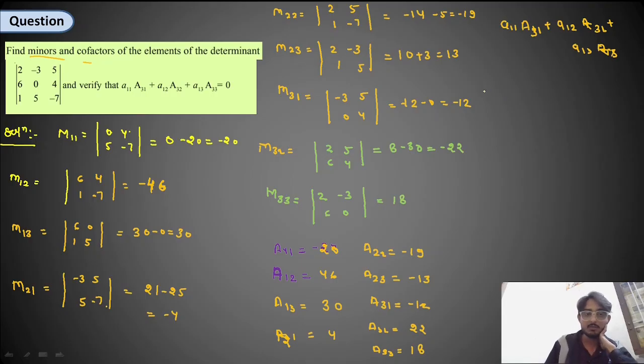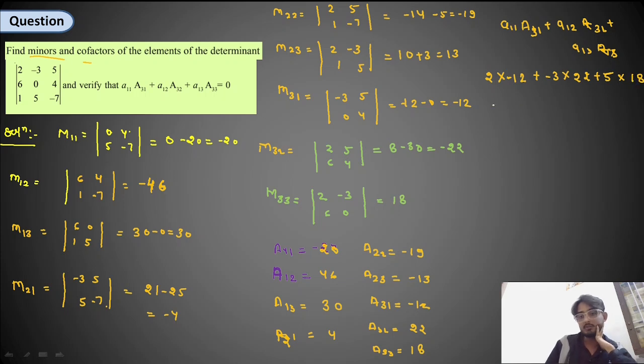Value of a11 equal to 2. So 2 into value of A31 equal to minus 12. 2 into minus 12, plus value of a12, which means first row and second column element, which is minus 3, into value of A32 equal to 22, plus value of a13 equal to 5 and value of A33 equal to 18.